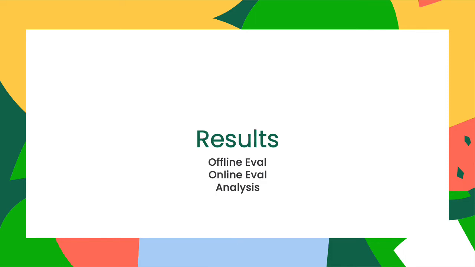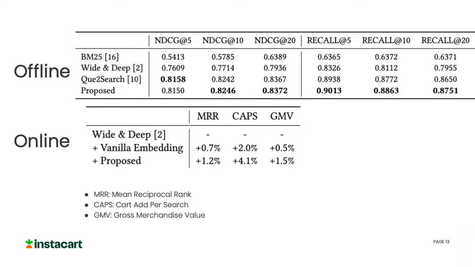I will show the offline and online evaluation results of our model and also present some analysis of the model. We evaluate the model with both online and offline datasets. For offline evaluation, we have products labeled with scaled relevance, and we use NDCG and recall as the metrics. For online evaluation, we measure MRR at cart and GMV.